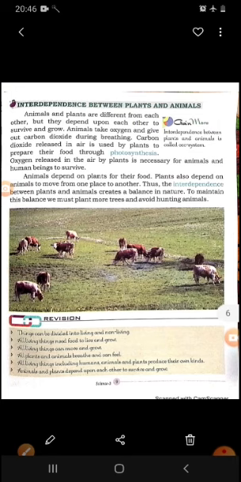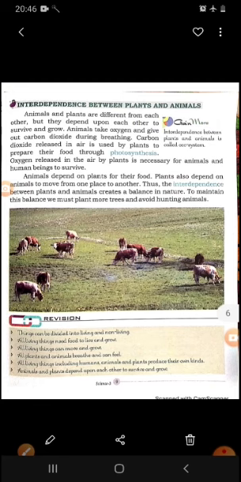Animals take in oxygen and give out carbon dioxide. Now you must be knowing that carbon dioxide is a poisonous gas. If this carbon dioxide is not used or consumed, then this will be a spread of poisonous gas in the atmosphere, which is not good for animals. Now this carbon dioxide is then consumed by the plants.